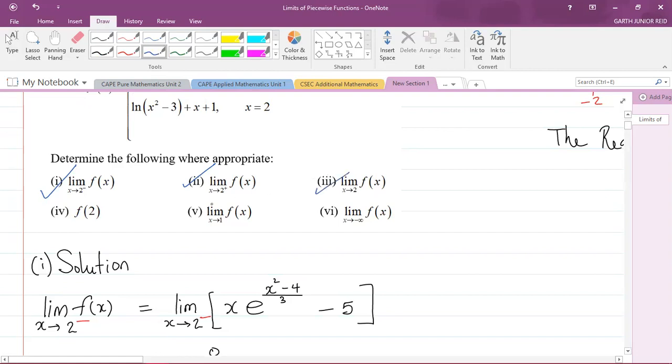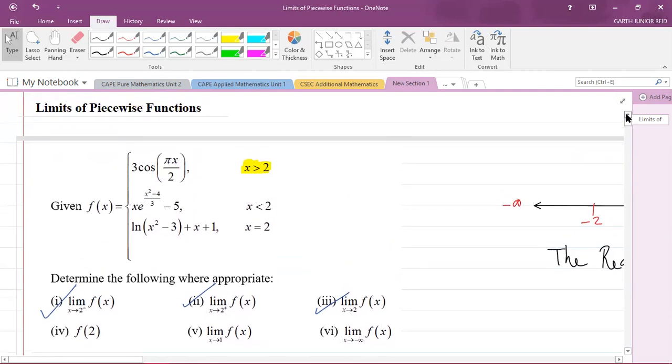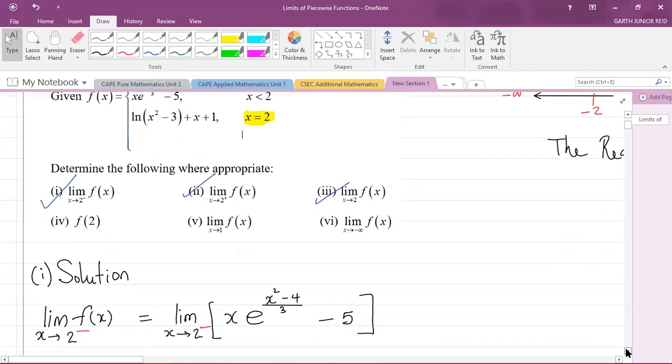Great. Let's now look at part 4. Part 4 says we're to find f of 2, meaning that we want to find when the function is defined at x equals 2. That is what we want. And when x is equal to 2, f of x equals the ln of x squared minus 3 plus x plus 1. Let's just write that down.